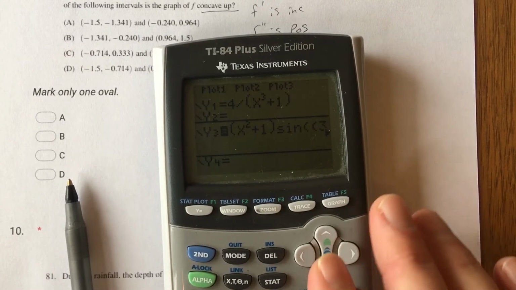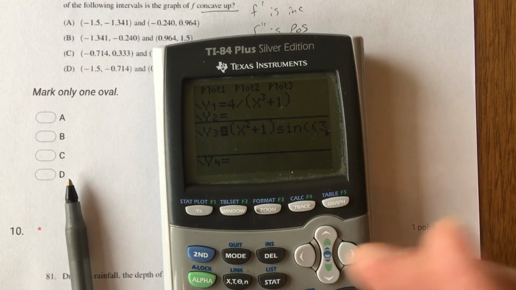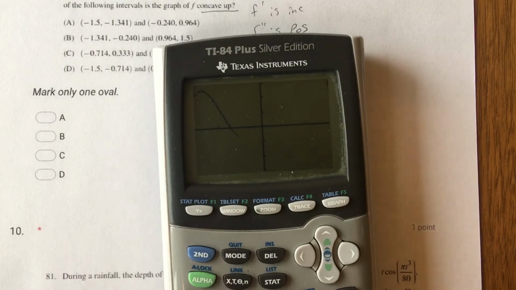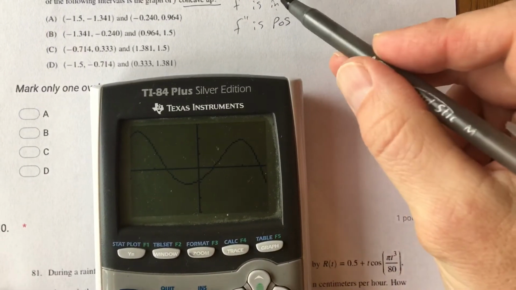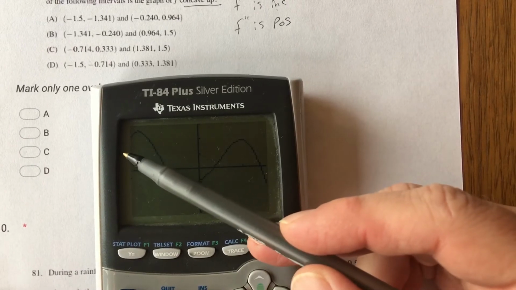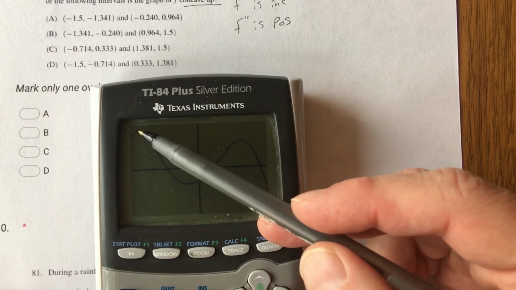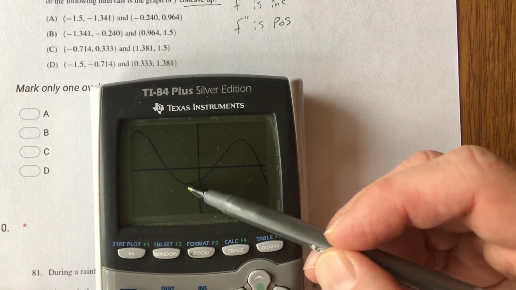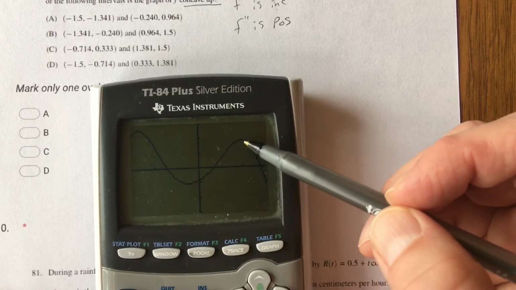Okay, so either I can graph this and see where this is increasing, or I can graph the derivative of this and see where the derivative is positive, whichever one seems easier. I'm just going to go ahead and graph this one right now. And again, this is the derivative, so I'm looking for where this derivative is increasing. And I can see that it initially increases from negative 1.5 to about negative 1.3-ish. And then again from like negative 0.25 all the way up to about 1.